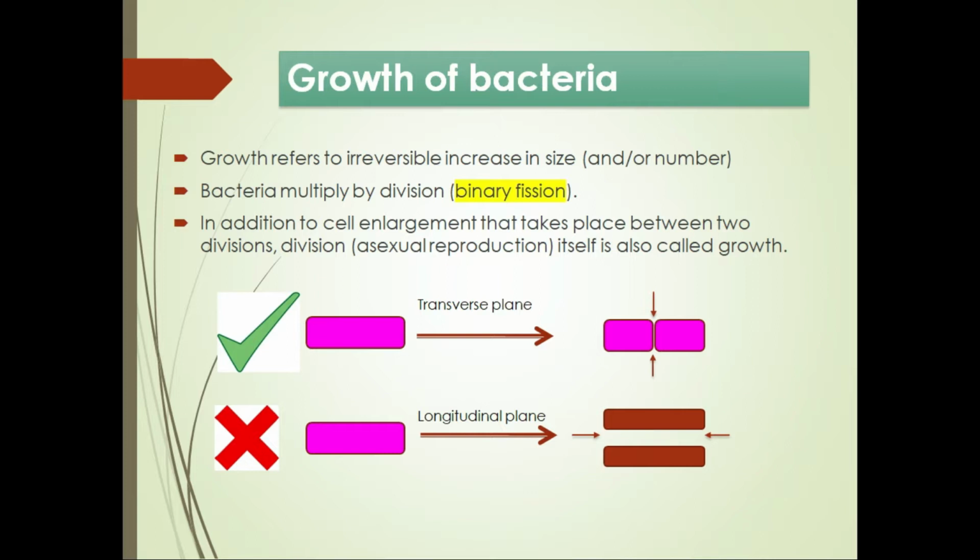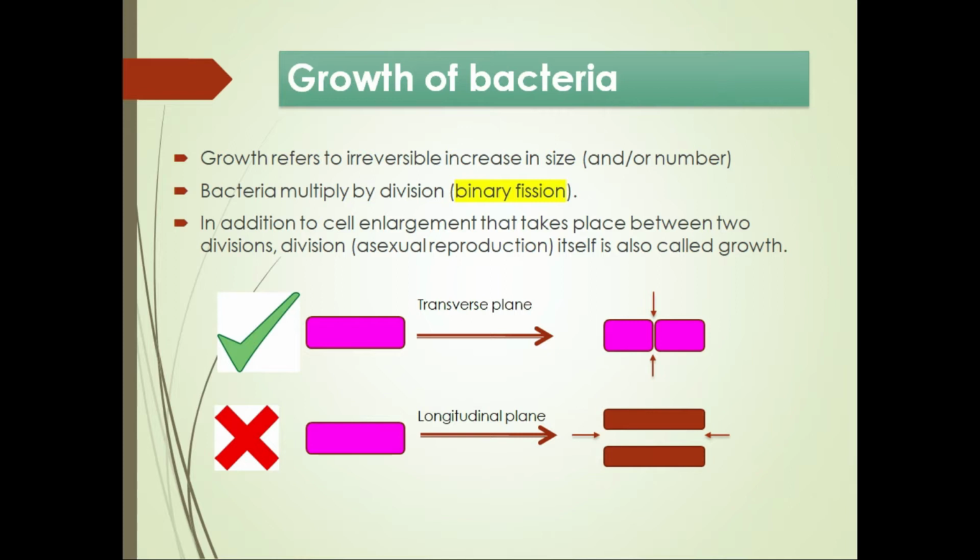Though some increase in size of the cell occurs through binary fission, the number also increases. So in addition to cell enlargement that takes place between two divisions, division itself is called growth. So the asexual reproduction that increases the cell number actually leads to growth of bacteria. So when we say the bacteria have grown, that means the number of cells has increased.